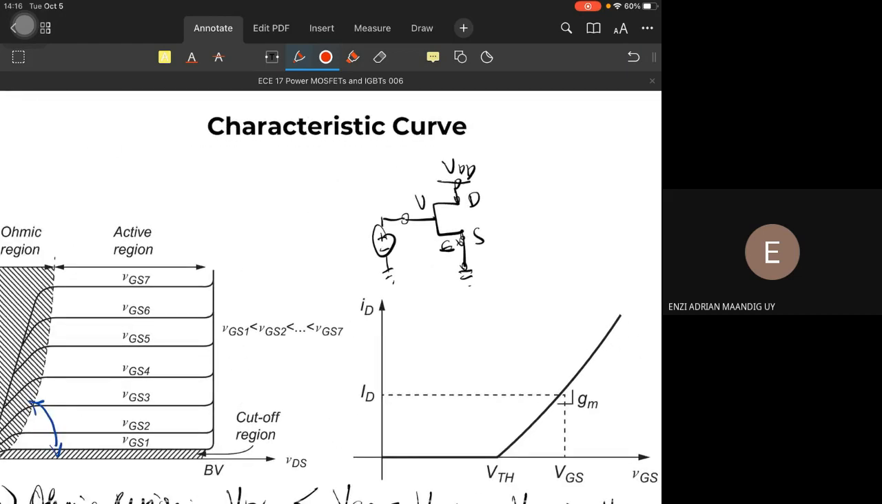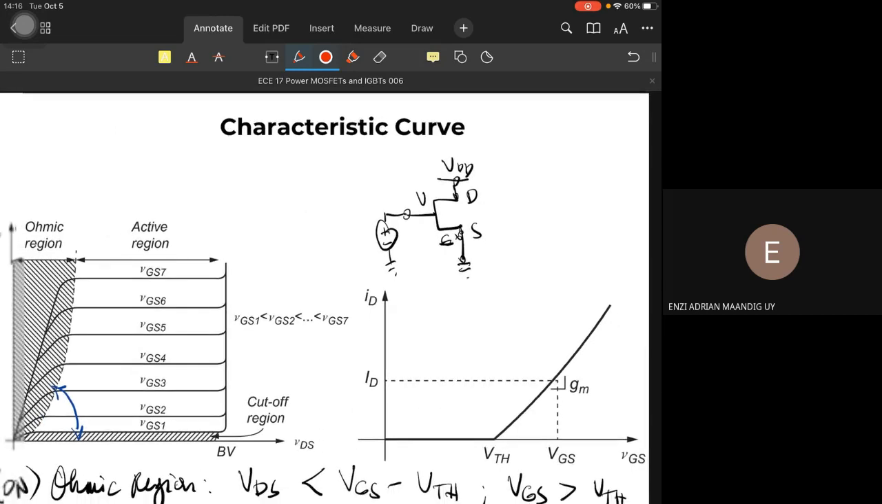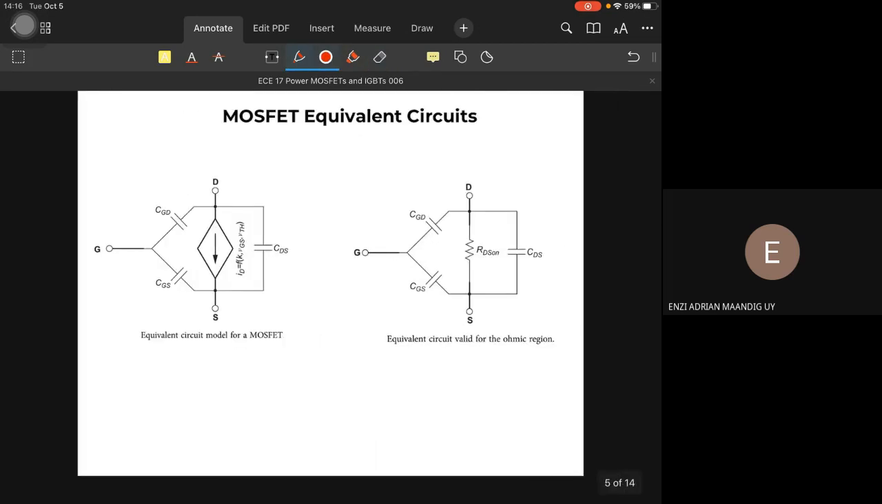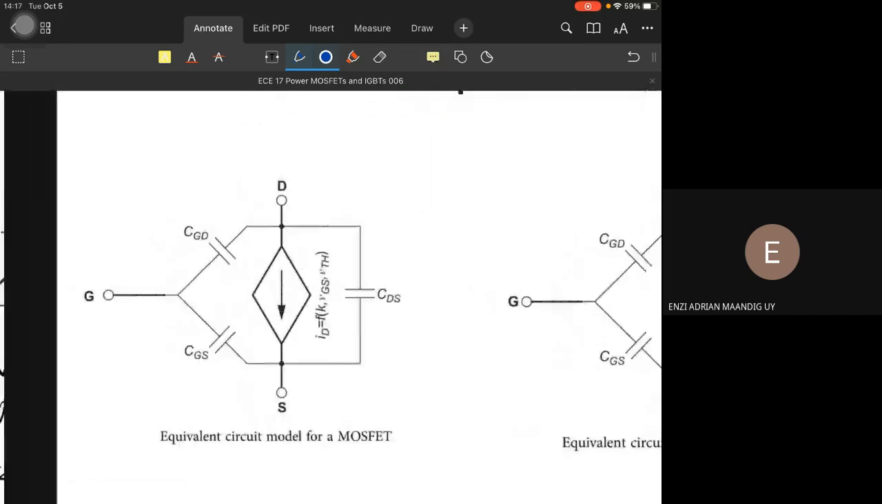So, gusto ta maka-learn sa actual or in the device or transistor level, mao ni siya, no? Mao ni nga mga formulas ang nag-describe sa MOSFET. So, if you already know how MOS operates, mao na siya ang meaning aning mga equations, no? Okay? So, these are the MOSFET equivalent circuits that we could use if ang application ani is in power electronics. Okay.